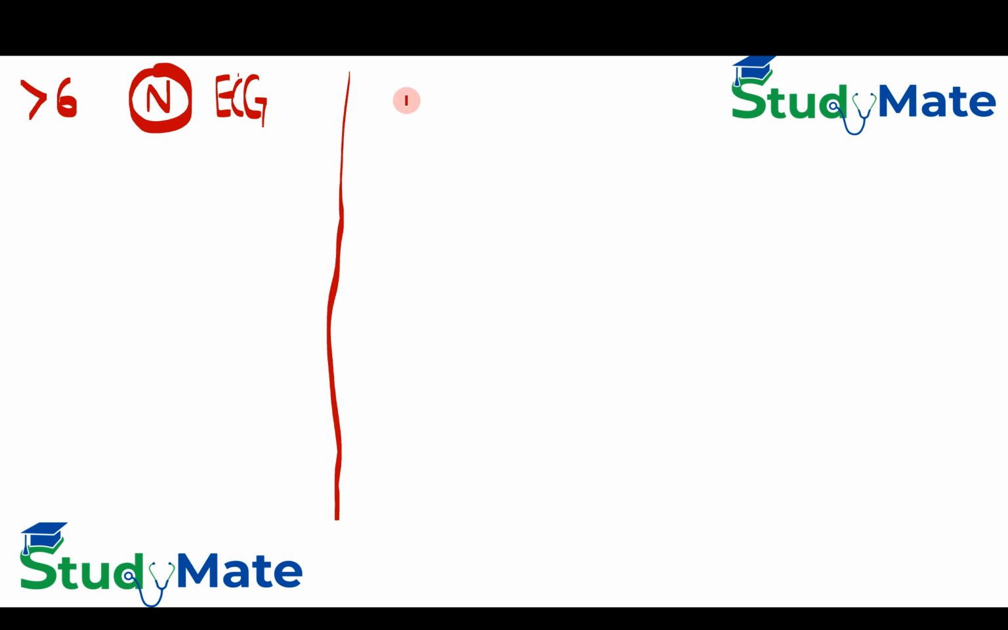If the potassium is more than 6 and the patient has a normal ECG, then the management would be different. If the potassium is more than 7 but still the ECG is normal, the management would be different.